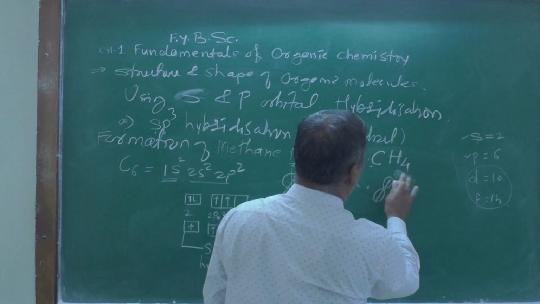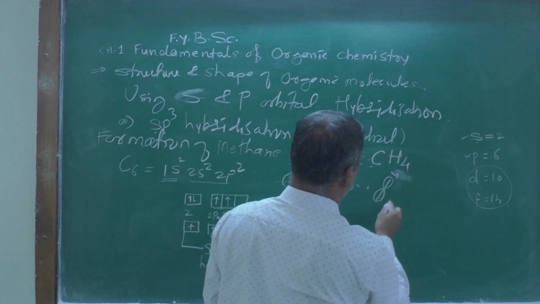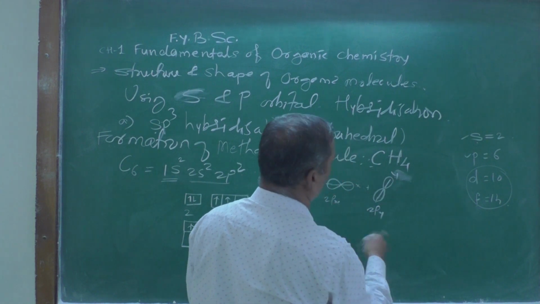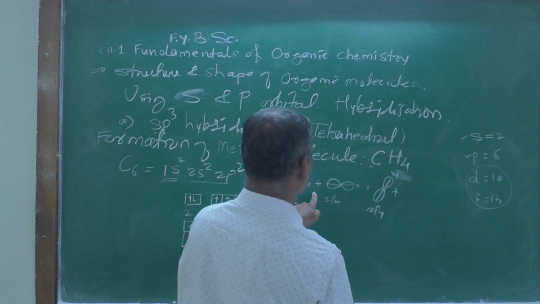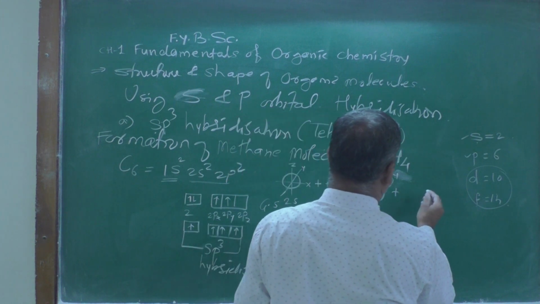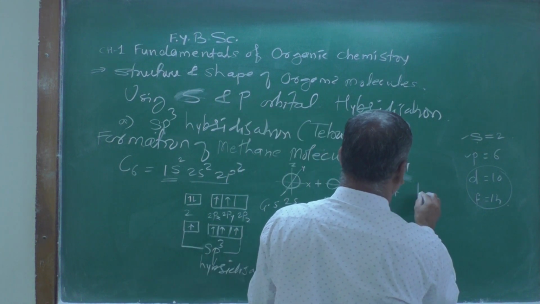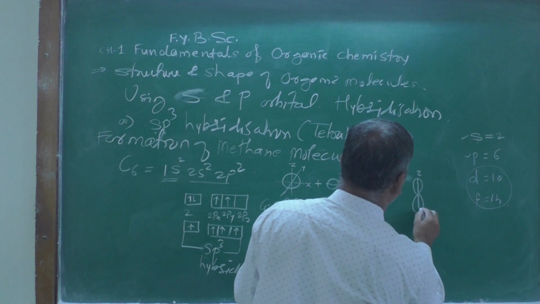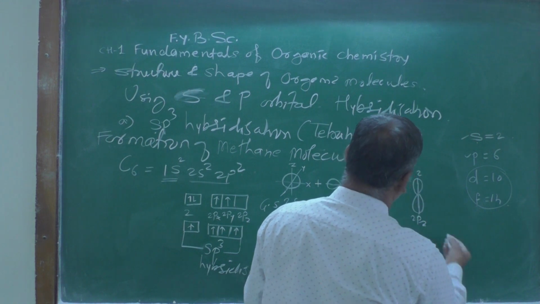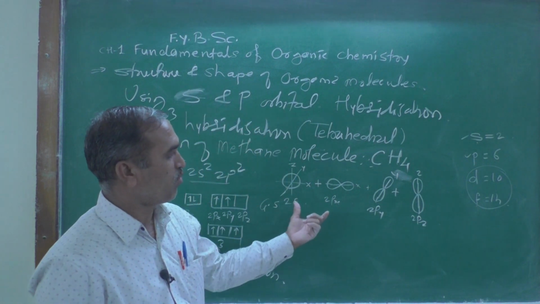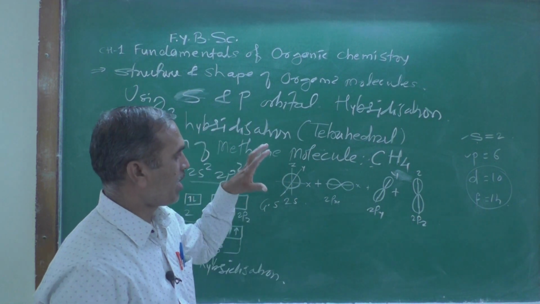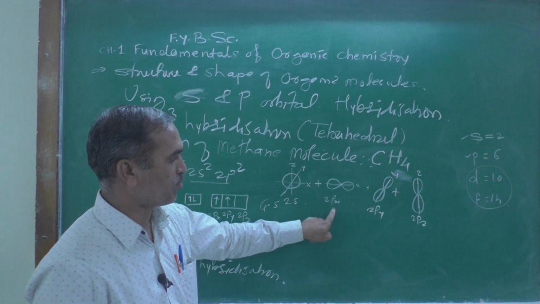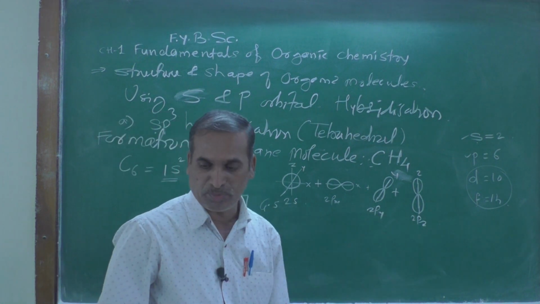Or here you can write y orbital, and this is a 2p y orbital, and plus what is that? Then the z orbital. The z orbital we can show like this. This is a z orbital, z axis. This is a 2p z orbital. Look at this, there are 4 different atomic orbitals: 2s, 2px, 2py and 2pz.